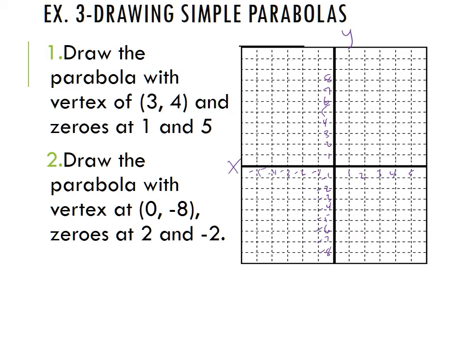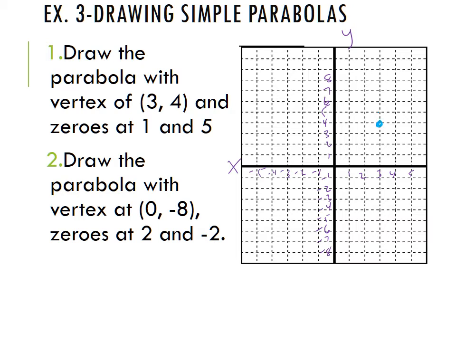Number 1, draw the parabola with vertex 3, 4. Vertex, that's one of your key features, one of your key definitions. If you don't remember what the vertex is, go back to the first note and look it up. But remember, the vertex is kind of the changing point of your parabola. It makes a max or a min. Your axis of symmetry goes through the vertex and cuts your parabola in half. So 3, 4, you have to plot 3, 4. 3 on the x, 4 on the y.